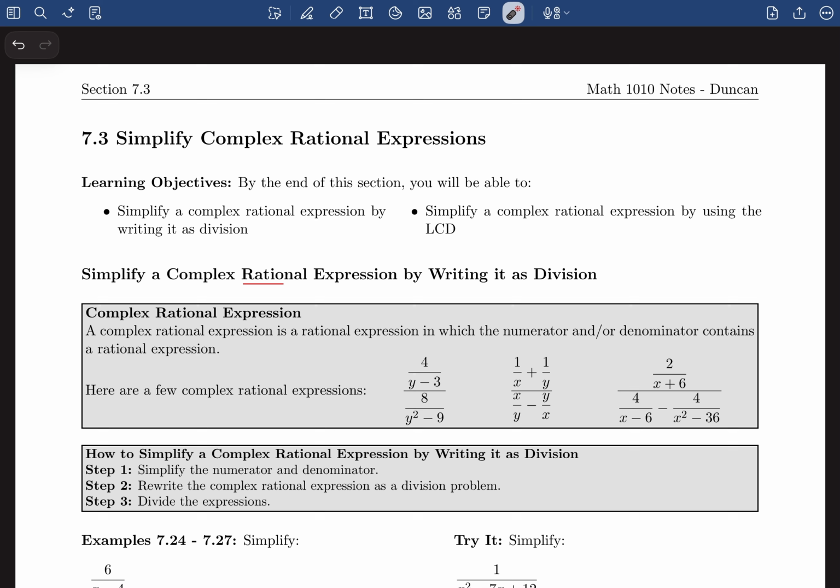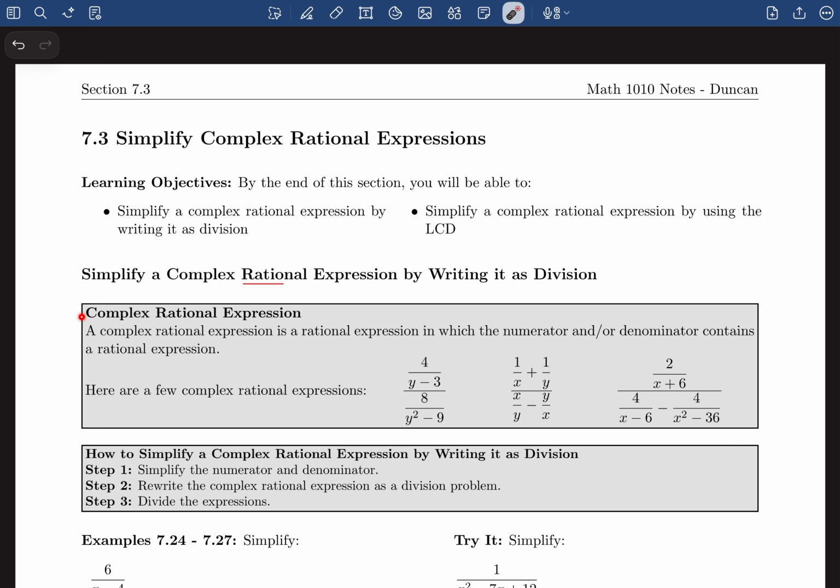And a little reminder for you, in the previous lessons 7.1 and 7.2, we learned how to multiply, divide, add, and subtract rational expressions. And those skills are useful for today's lesson. Now, a complex rational expression is a rational expression in which the numerator and/or denominator contains a rational expression. And a little reminder for you, rational means it forms a ratio, right? So the first five letters of rational is ratio. A ratio in math is a fraction, and it's a fraction of polynomials.